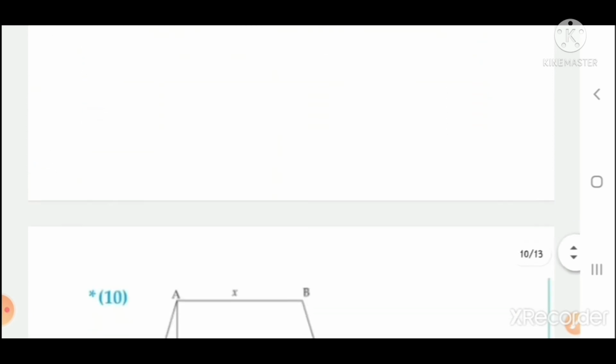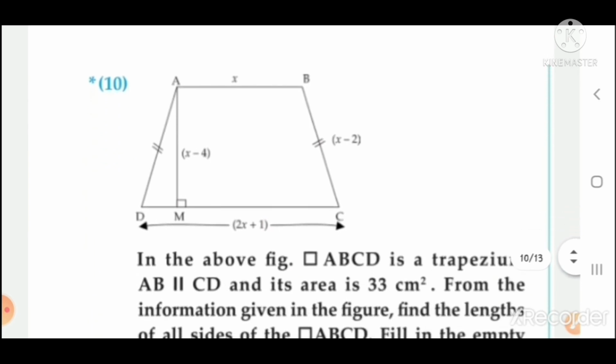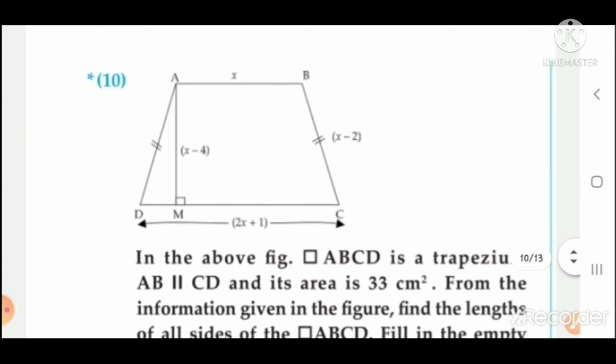So is it clear with this? I hope it is clear. Okay, practice these sums once again, definitely you will find it easy. All you require is practice.